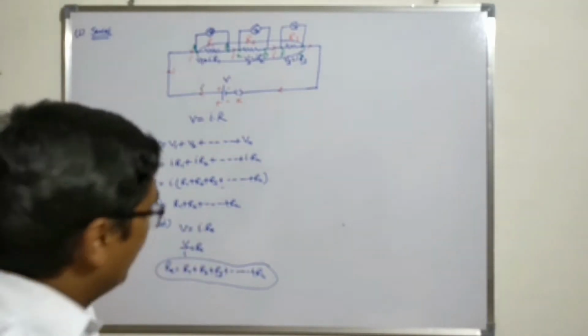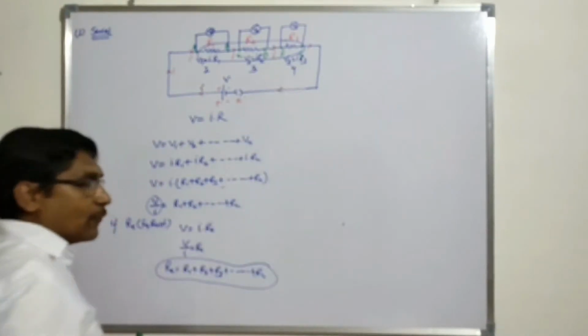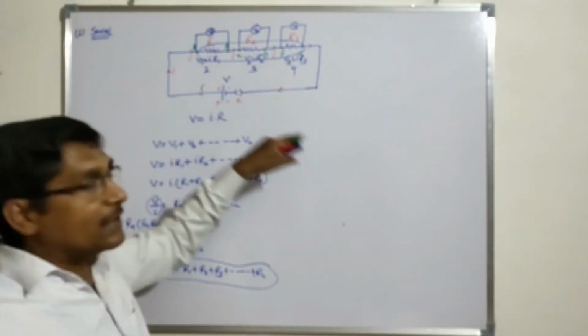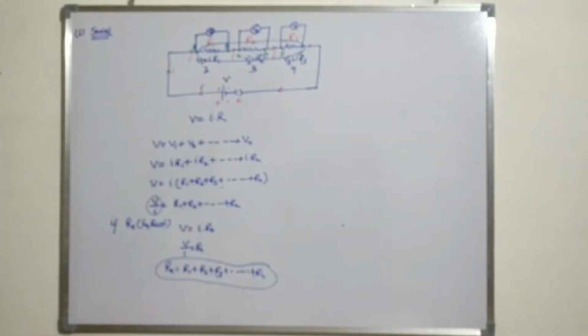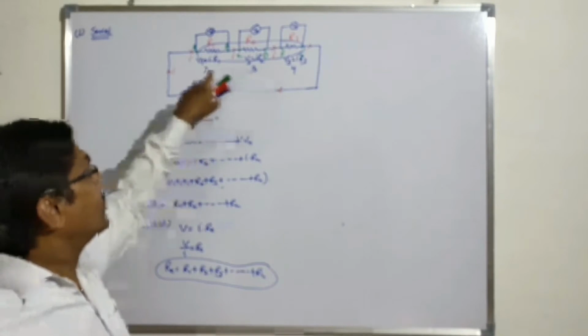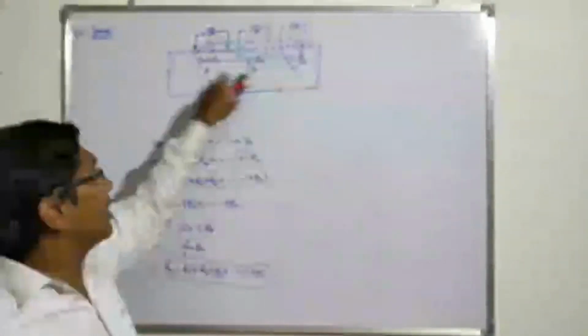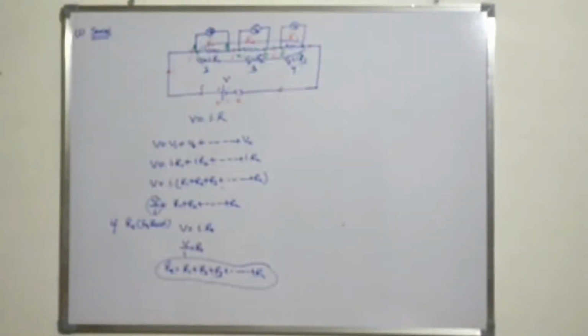Suppose we take an example: one resistance is 2 ohm, the second is 3 ohm, and the third is 4 ohm. Then the equivalent resistance is always greater than the maximum value of resistance. For example, 4 plus 3 is 7, plus 2 is 9. That means the equivalent resistance of the 3 resistors is 9, which is greater than the maximum value, 4.